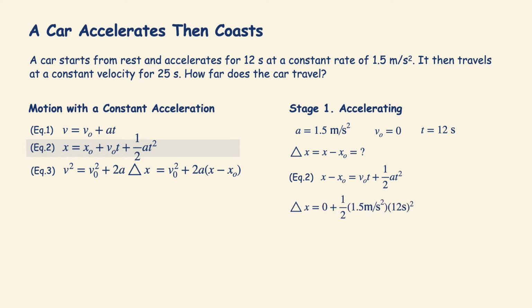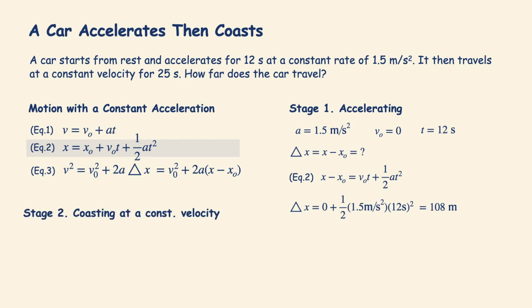Or numerically, I will have 0 for the initial velocity, so the first term here on the right hand side will be 0, and then I have to add only the second term, the acceleration term, 1/2 of 1.5 meters per second squared times 12 seconds squared. So I find out here that the displacement during the accelerating stage is going to be 108 meters.